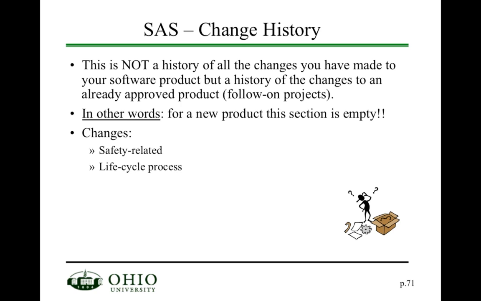Change history really means that this product that you're now developing is a change to an already existing product. In other words, you already had a product that was approved, but now you want to change this product, and this plan is for this new project. So in your SAS, you're going to identify what change you made to the already approved product. So for a new product, there wouldn't be anything. Of course, these changes may be safety related, life cycle process related, whatever.